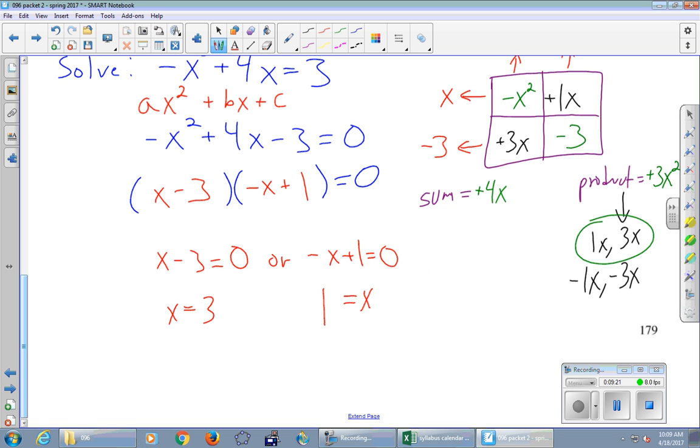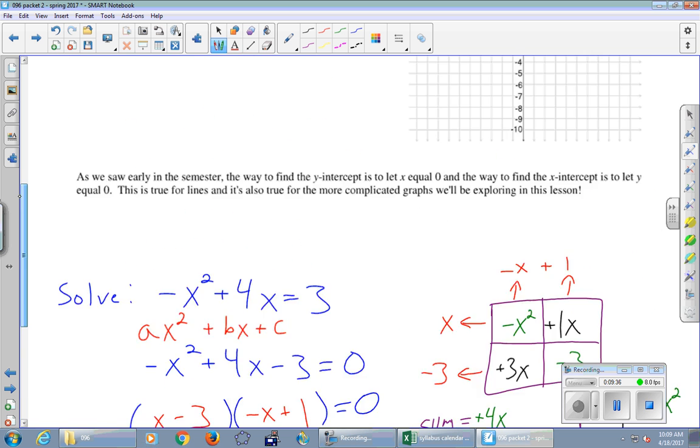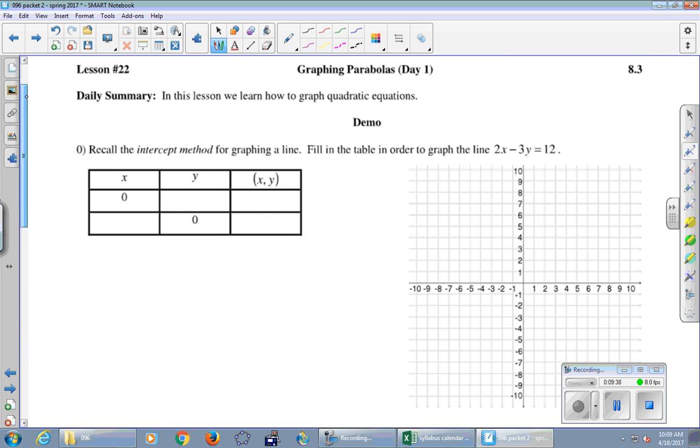Okay, so those are our two solutions to the original equation up there. X equals 1 and x equals 3. Questions on that? Okay, so let's jump here at the top of 179. This was a review from last time, but we're actually going to use those numbers later today.